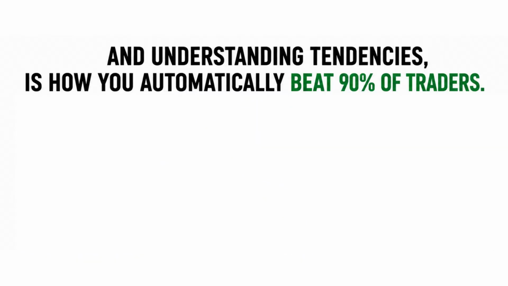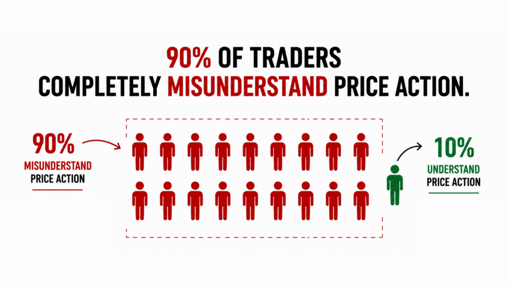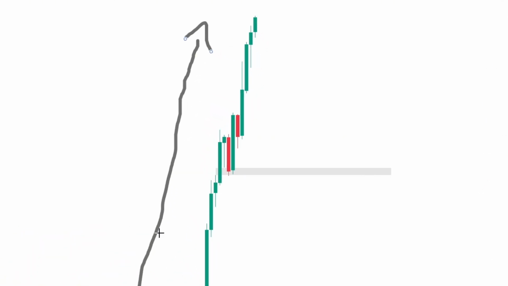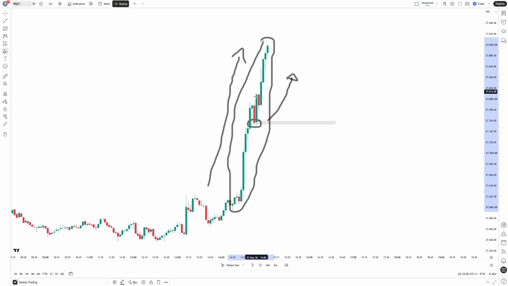And understanding this first step is how you automatically beat 90% of traders because they are stuck mistaking patterns for tendencies. For example, price is moving directionally, a fair value gap forms. Price respects the fair value gap and continues. Most traders think that the fair value gap caused the continuation, but price was already exhibiting a tendency to continue. The pattern simply formed within it.